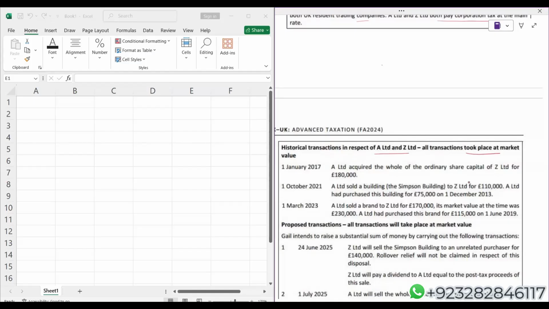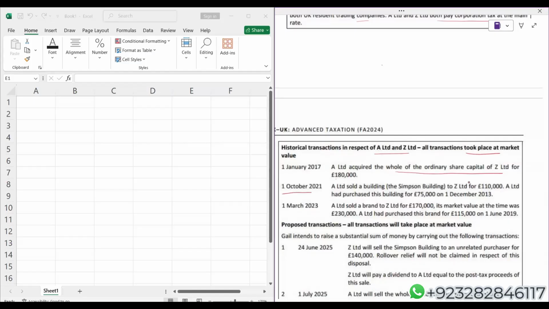January 17, Arrow Limited acquired the whole ordinary share capital of Zephyr for 180. Okay, the cost of investment is 180. Fine. January 17 is the date when Arrow Limited took control of Zephyr Limited by getting 100% holding in Zephyr.